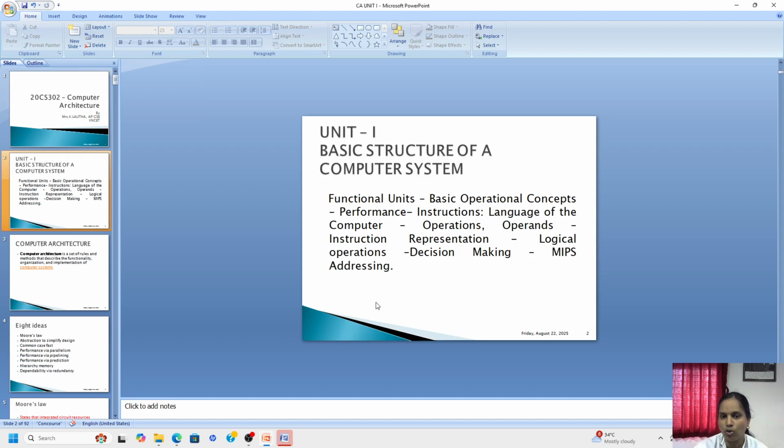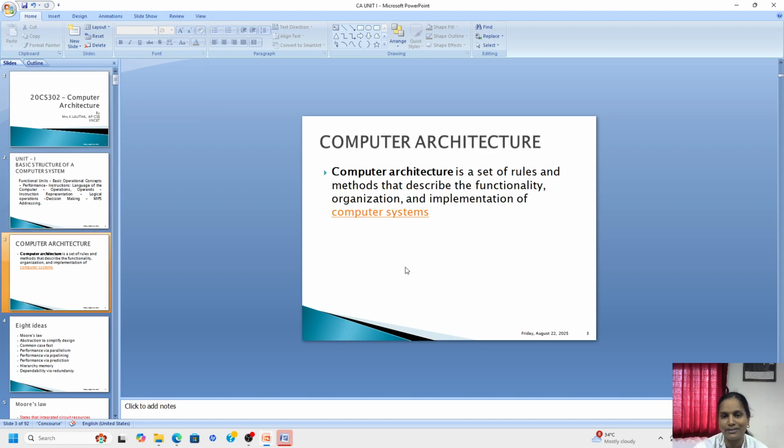So these are all the topics in Unit 1. Unit 1 is the basic structure of a computer system. In this unit, we are going to discuss the functional units, basic operational concepts, performance and the languages being used in a computer, operations and operands, logical operations, decision making, and MIPS addressing. So these are all the concepts we are going to discuss in the upcoming topics.